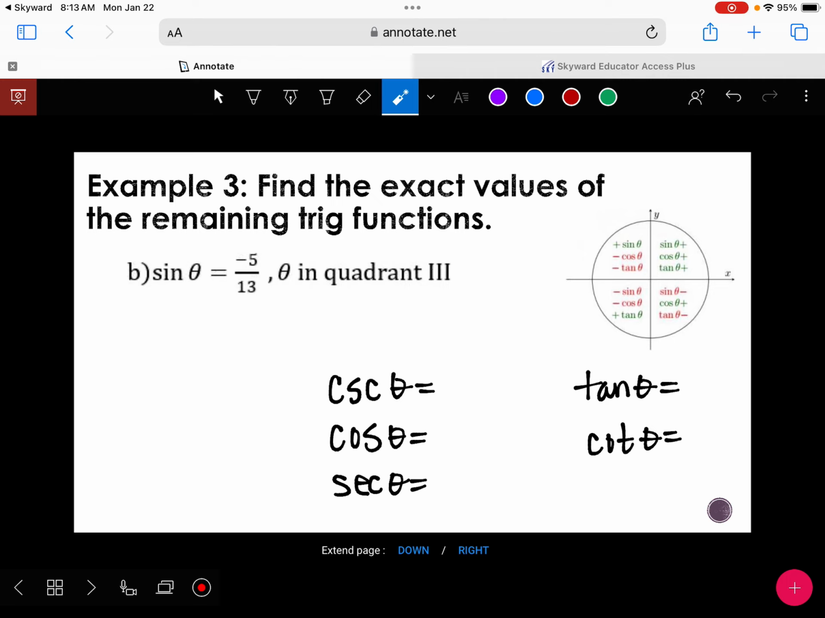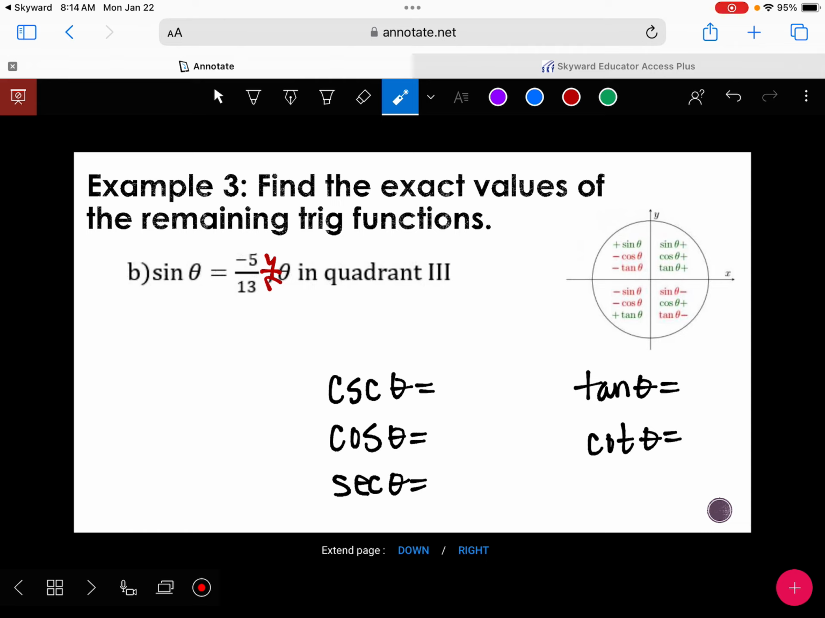Getting started, looking at the ratio of sine, what do we know sine as? What's the ratio? Y over R, perfect. And the second piece of information from this question says we're in quadrant 3. Does anyone remember the device we were using to tell us where everything's positive and negative on our unit circle?